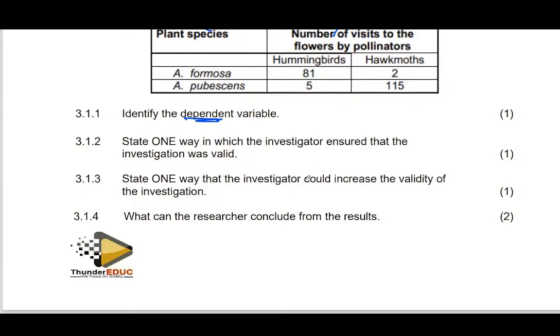State one way in which the investigator could increase validity. Could. Now here it is telling us what could be done. The investigator must use maybe the same environmental conditions, the same number of flowers, the same kind of birds. For example, the hummingbirds and the hawk moth, they must not use different birds.